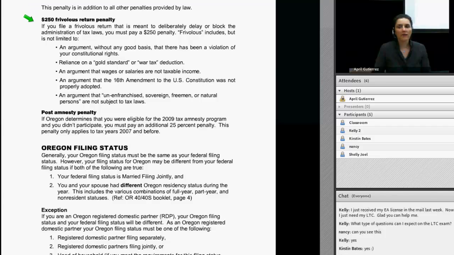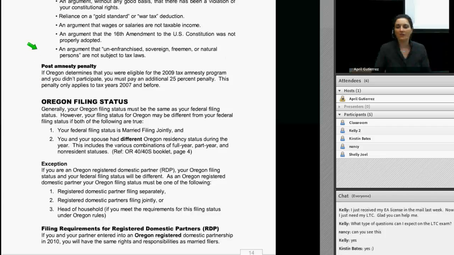$250 frivolous return penalty. If you file a frivolous return that is meant to deliberately delay or block the administration of tax laws, you must pay a $250 penalty. Frivolous includes, but is not limited to, an argument without any good basis that there has been a violation of your constitutional rights, or reliance on a gold standard or war tax deduction, an argument that wages or salaries are not taxable income, an argument that the 16th Amendment to the United States Constitution was not properly adopted, an argument that an unenfranchised sovereign freeman or natural persons are not subject to tax laws.